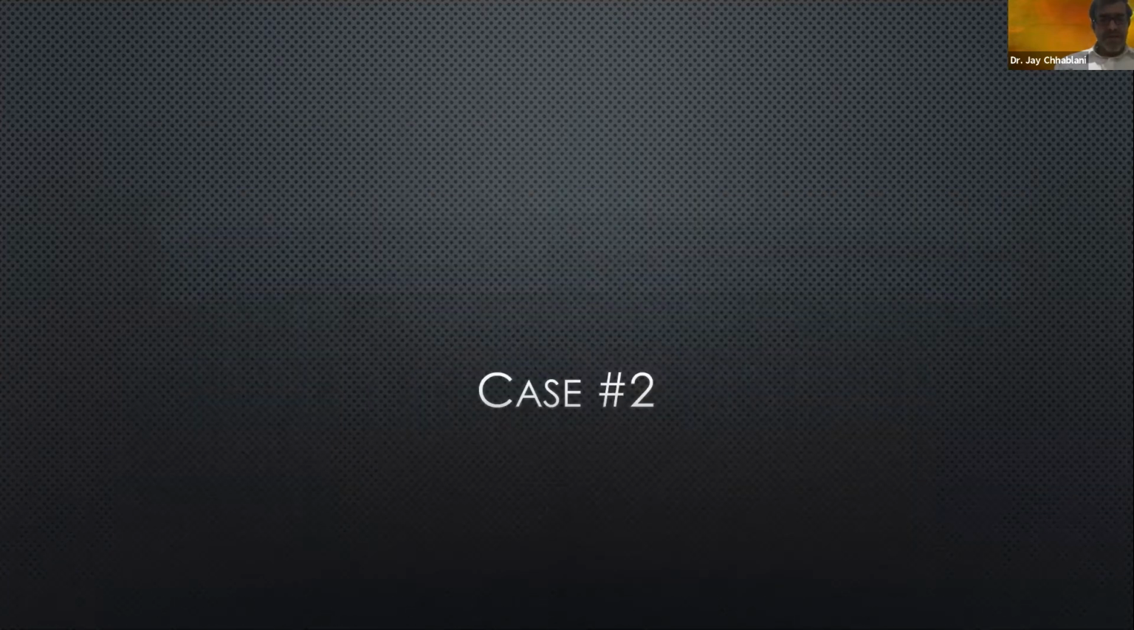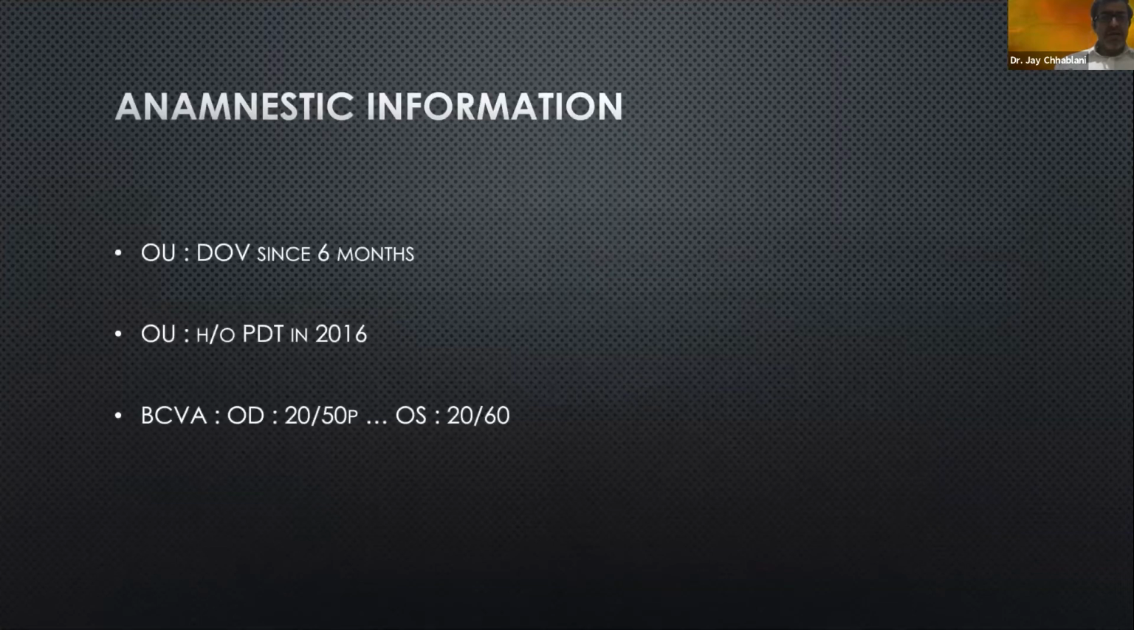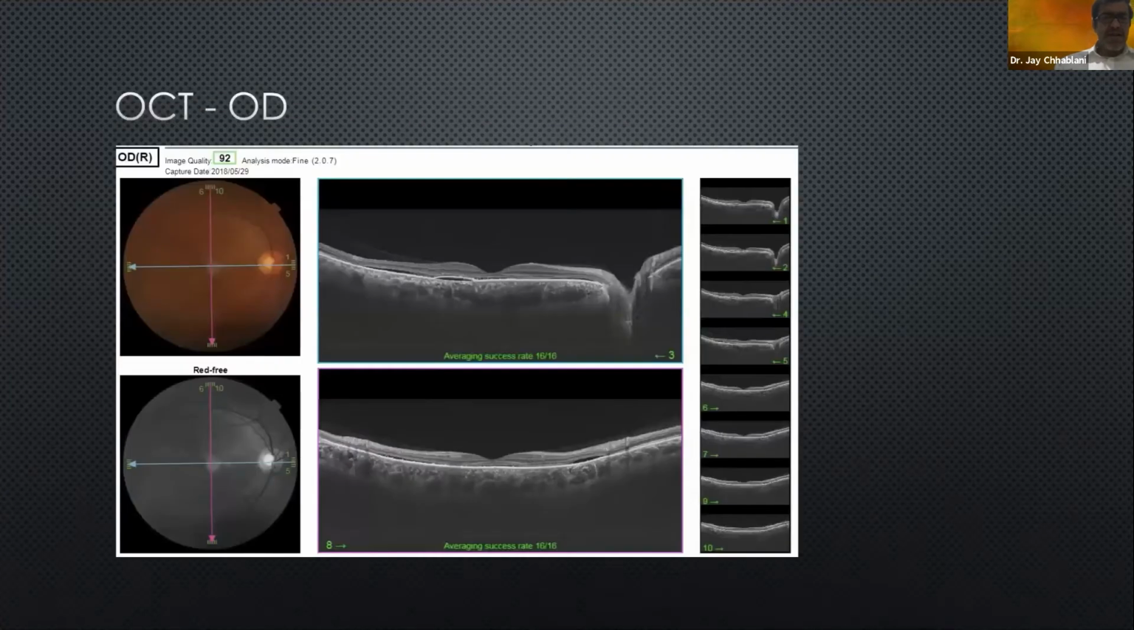Let me show you another example of CSR, where the patient presented with diminution of vision in both eyes for the last 6 months. He had a history of PDT in 2016, and he came to me with 20/15 in his right eye and 20/16 in the left eye. I'll just focus on the right eye, where you can see that his vision is 20/50, but the fluid is not much. You can see that there is a very shallow fluid, a shallow PED, which most of the time we believe that let's not do any treatment because the fluid is very shallow.